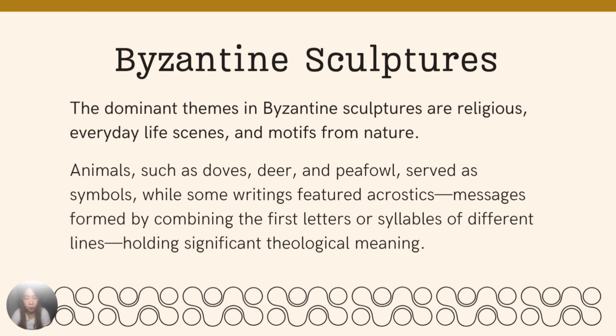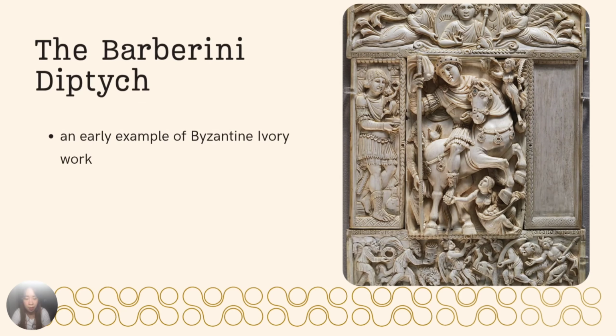Then the next one we have is Byzantine sculpture. The dominant themes in Byzantine sculptures are religious, everyday life scenes, and motifs from nature. Animals such as doves, deer, and peafowl served as symbols, while some writings featured acrostics, messages formed by combining the first letters or syllables of different lines, holding significant theological meaning. Here we have an early example of Byzantine ivory work, known as the Barberini ivory. It's a Byzantine ivory panel from the first half of the 6th century.